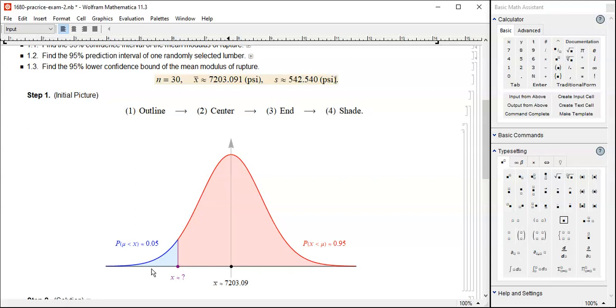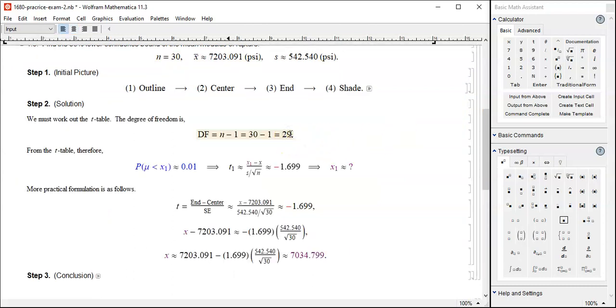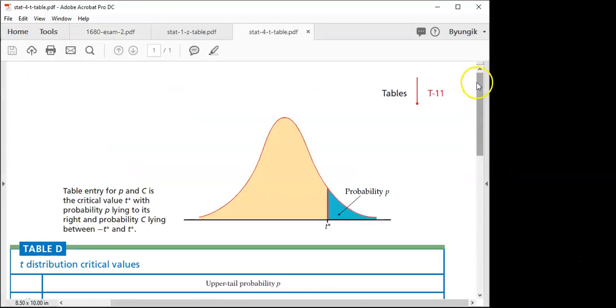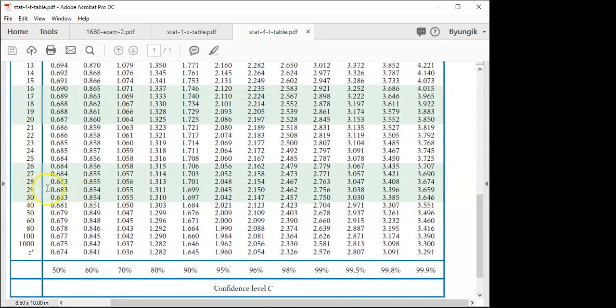Okay. So much for the picture, and let's go over to the technical part. The degrees of freedom is 30 minus 1, n minus 1, so it's 29. And then let's work out the t-table. End minus center over SE, yes, but the t statistic turns out to be negative 1.699. Is it really? Let's go to the t-table, and then let's go to degrees of freedom of 29.